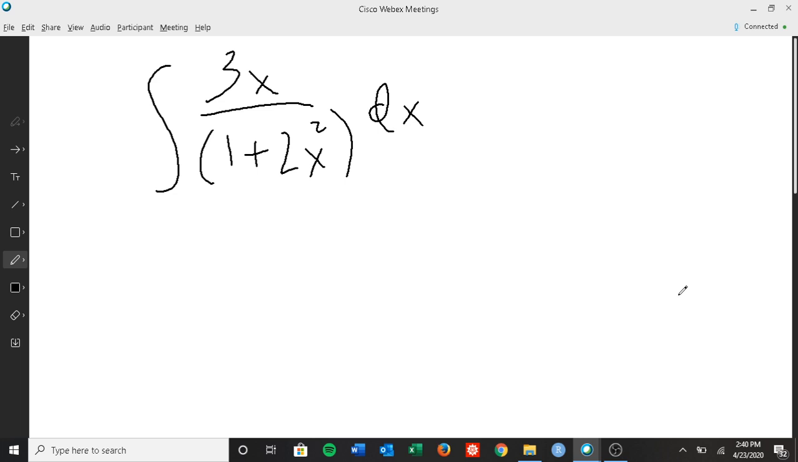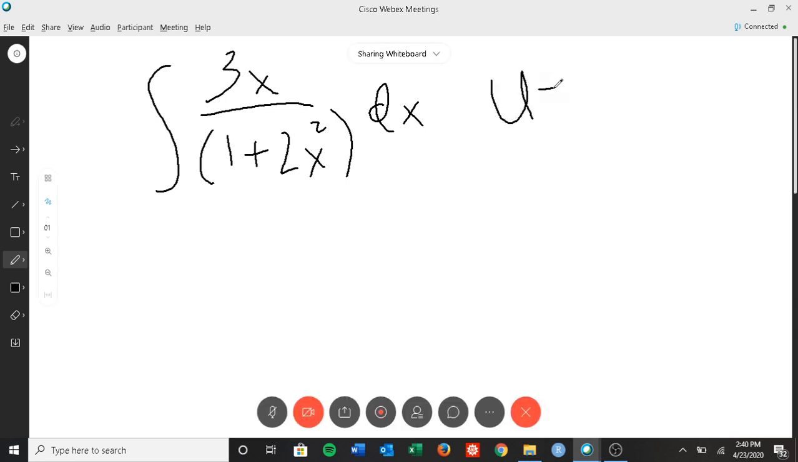Here we're going to have a special case where we will be getting ln, or the natural log, as one of our answers. So here I have an integral of 3x divided by 1 plus 2x squared, and this is a classic u substitution problem because we have two functions that are being divided and we can't simplify them. So we want to use u substitution to solve.